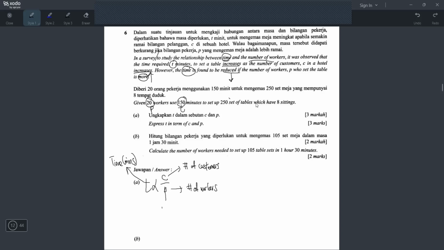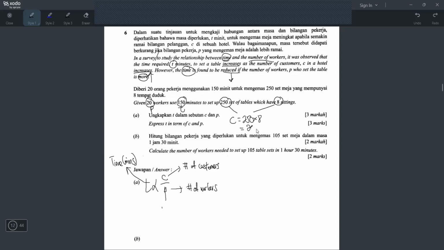And then 250 sets of tables which have 8 sittings. What is this? P and T they gave, so they should give me the customers, right? But the customers they never give me. Instead, they give me 250 sets of tables with 8 sittings. So can we calculate the C? Yes. Just take 250 times 8, because C is the number of customers. If there are 250 tables and each table has 8 sittings, it means the customers that can sit will be 250 times 8. If you just press quickly, you get 2000.